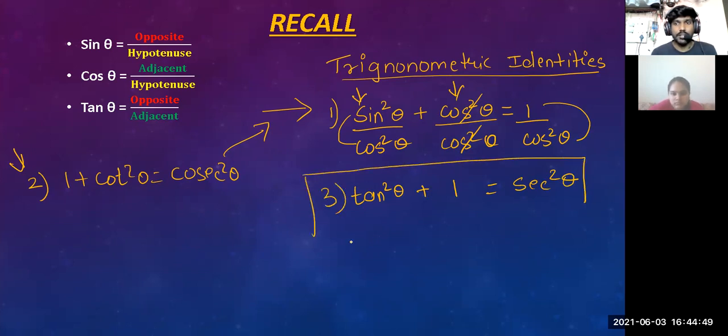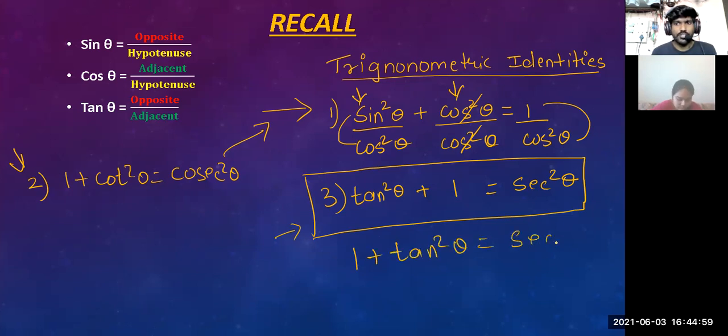Tan square theta plus 1 is equal to sec square theta. Now, usually this is also written as 1 plus tan square theta is equal to sec square theta. It's just a way of writing it, we're just writing the 1 first. So 1 plus tan square theta is equal to sec square theta. These are the three very, very important trigonometric identities.